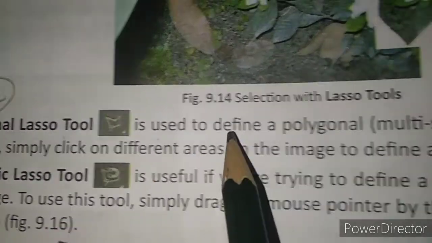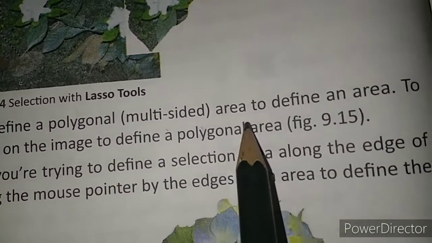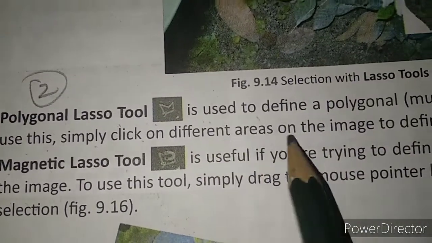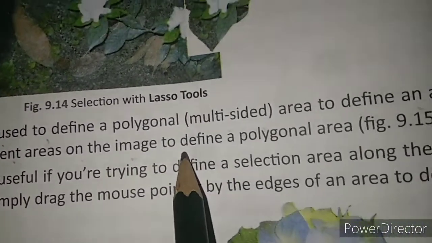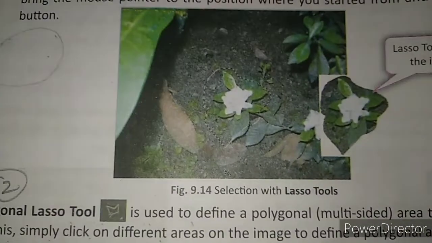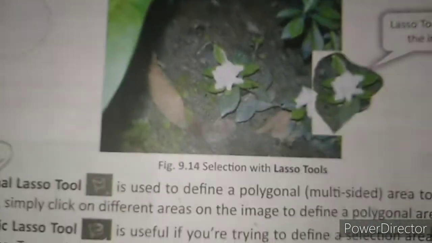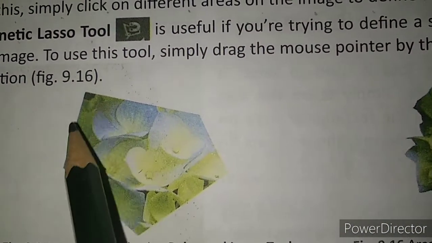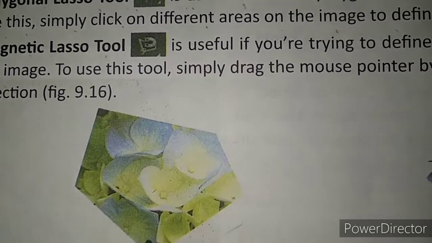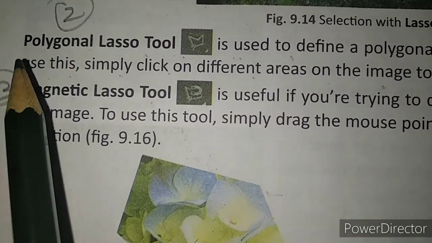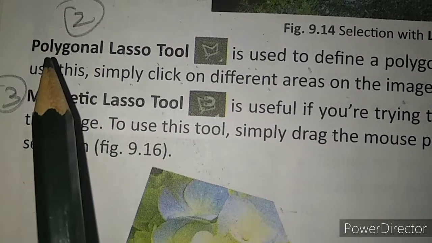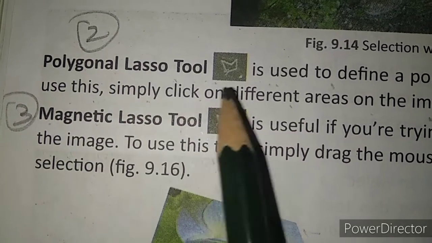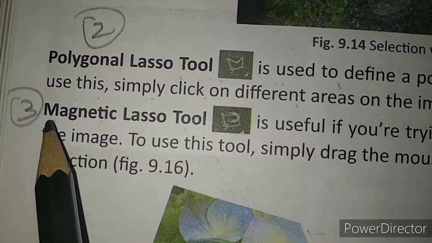The polygonal lasso tool is used to define a polygonal multi-sided area. To use this, simply click on different points on the image to define a polygonal area, right? Clear? Look here, this portion has been selected and it has many sides. This is a polygon. Therefore, if you want to select an area which is a polygon, then use the polygonal lasso tool.